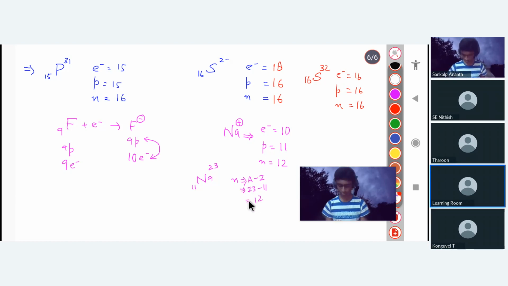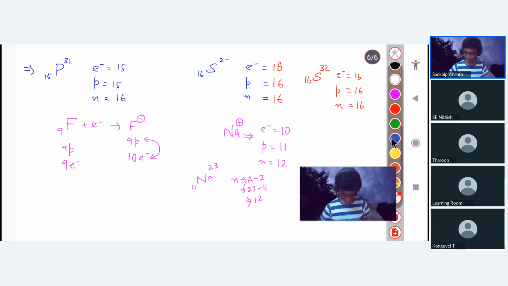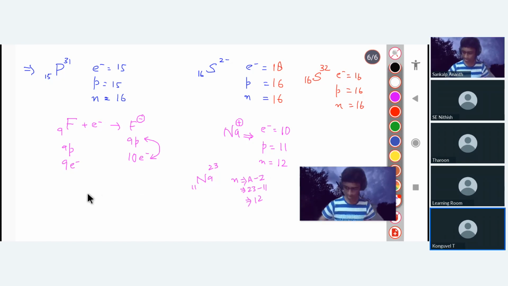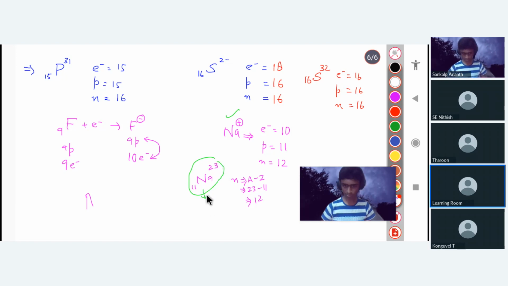Got it? Exactly. So noble gases are also neutral atoms. Sodium, this atom is carrying a positive charge. Na is carrying here the positive charge. That's why electron will be here 10. If it was neutral, at that time you will write that it has 11 protons. It will have 11 electrons, right? And 12 neutrons.